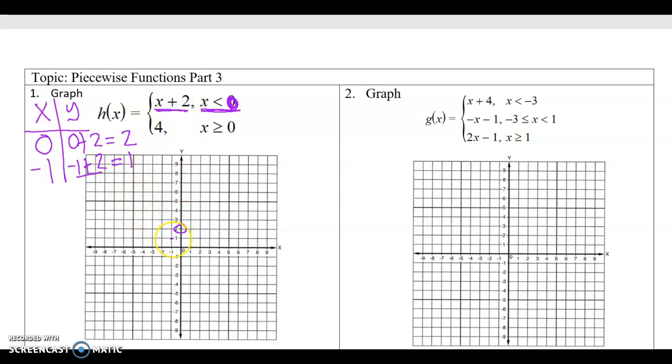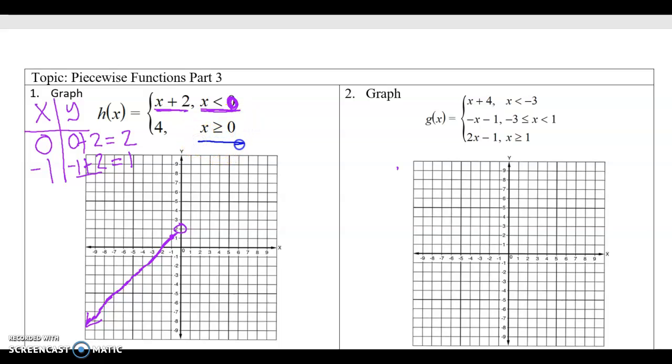So -1, 1. So I'm going to connect the dots, and I know that my equation is going to go like this, and since x is less than 0, it's going to be all of these x values that are less than 0. So I'm just going to continue drawing the line out until I can't draw it any further, and there we go. Okay, so now I'm going to do the same thing for my next function.